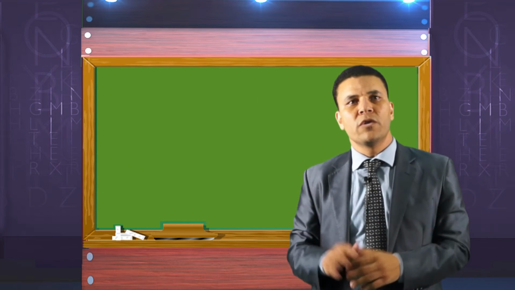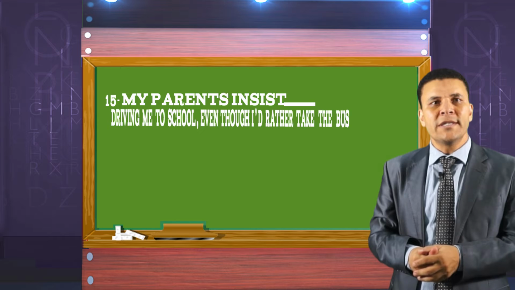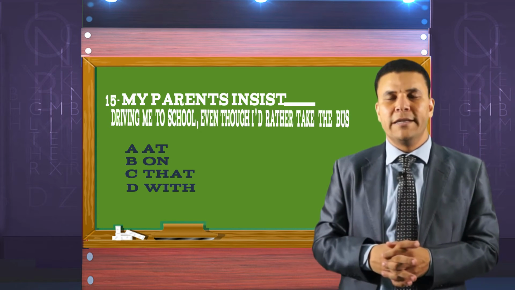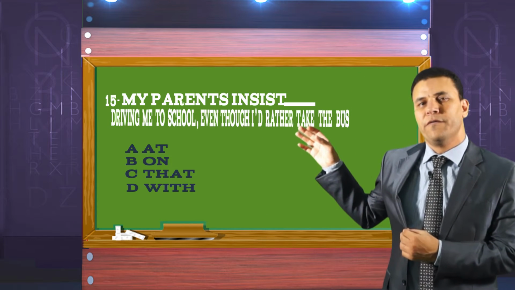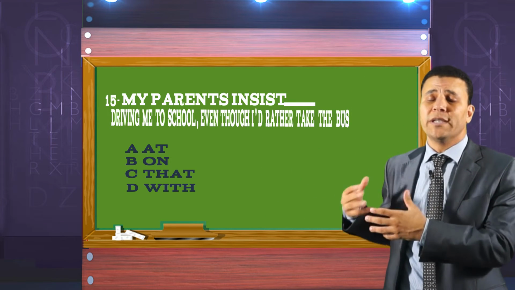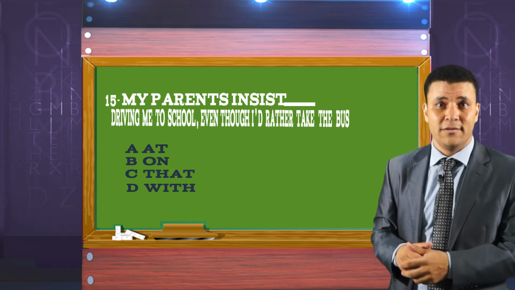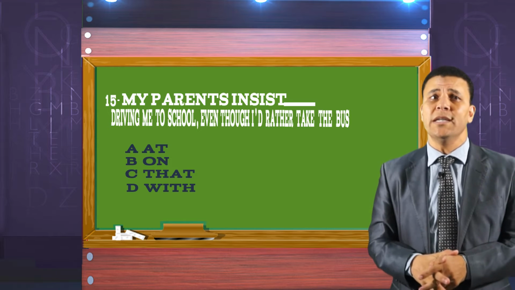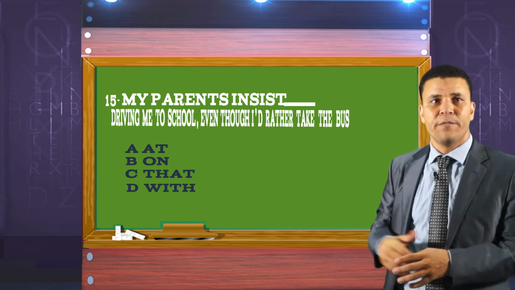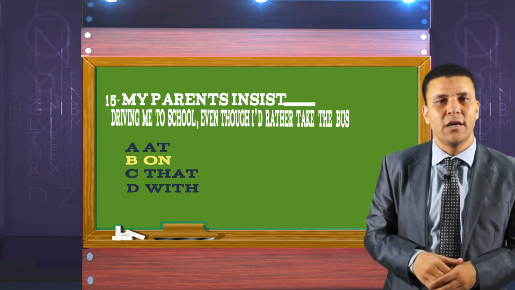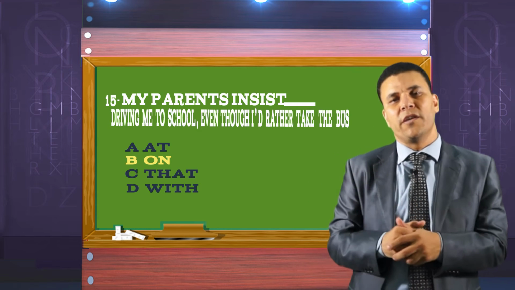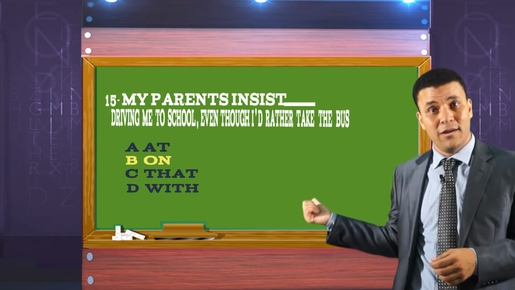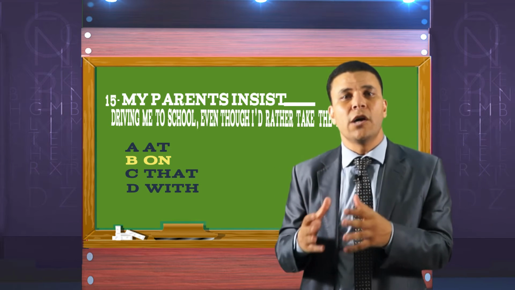Proceed to number 15. My parents insist space driving me to school, even though I'd rather take the bus. Actually, this verb phrase, insist, is repeated in many national tests, so you will be familiar with it when you answer a lot of tests. My parents insist at, on, that, with? Yes, it's insist on. I think we have a similar word which is persist. Persist comes with in, but insist here comes with on.